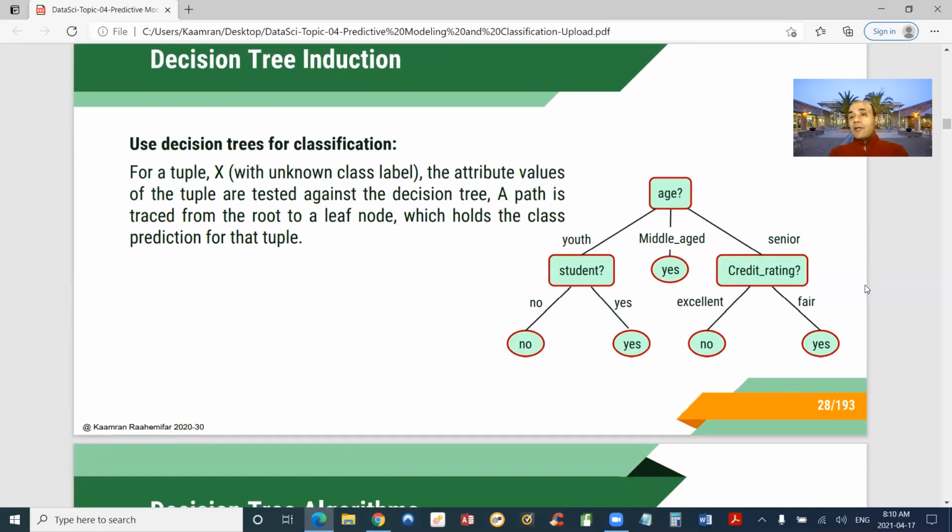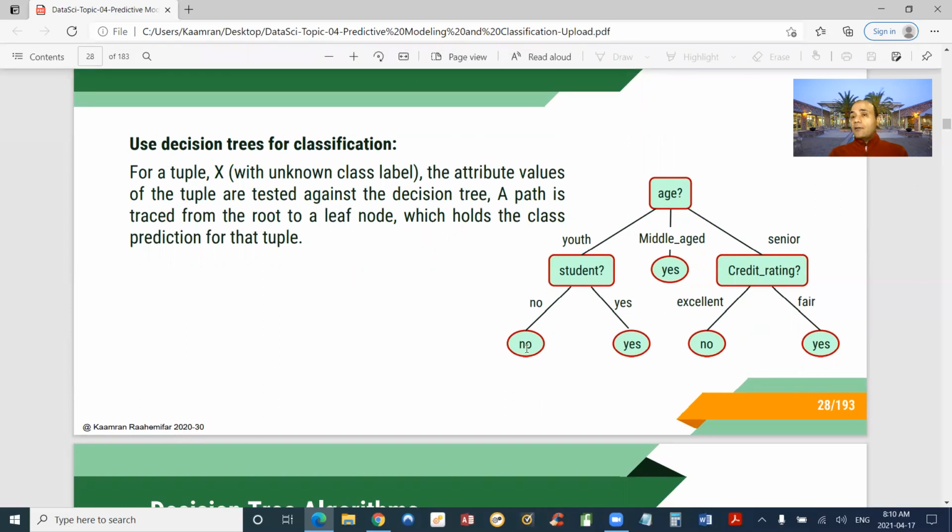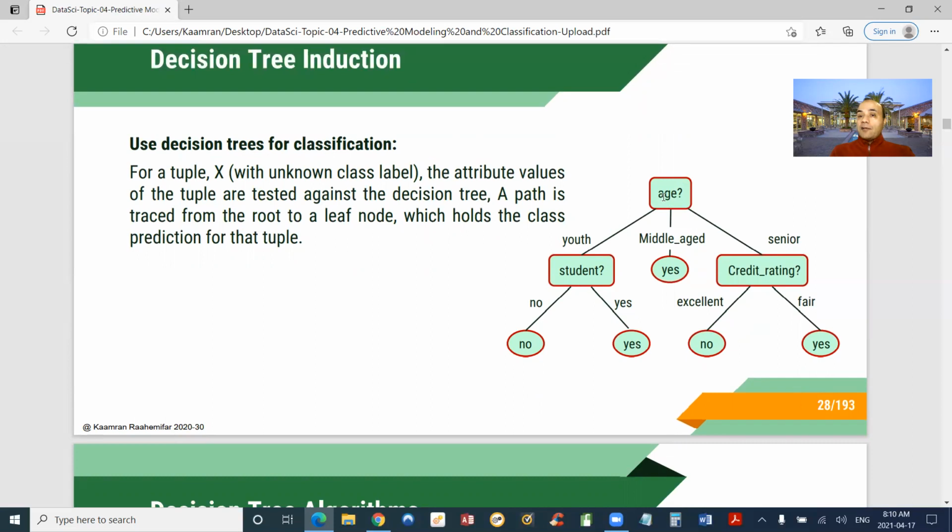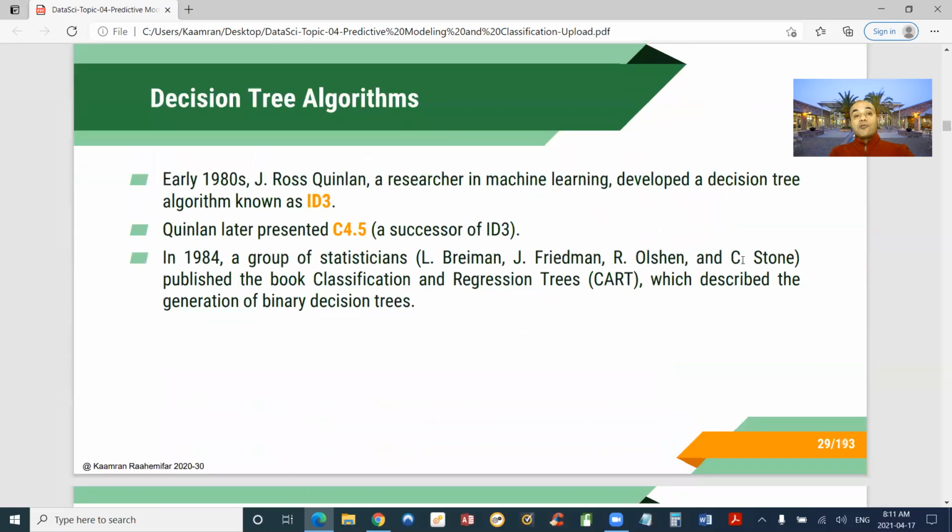Basically, we are going to eventually trace from age to the final. The idea is to go from the root node until we get to the decision, and then we see the weight of that decision. For example, if the age is noted as youth, and the student is noted as yes, then I would know what to do as my decision. If the age is senior and the credit rating is excellent, I know what the decision is going to be. That's the way I'm going to read this tree.